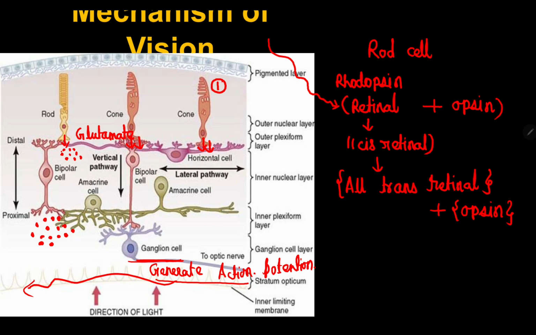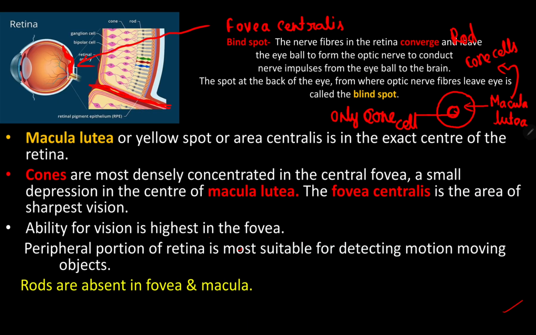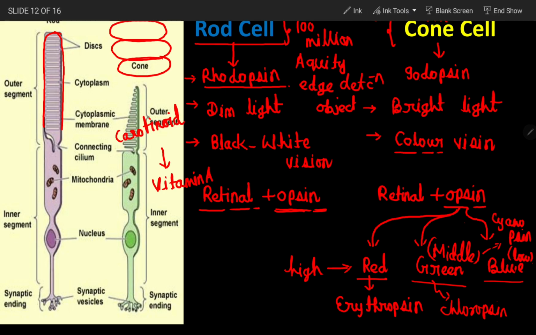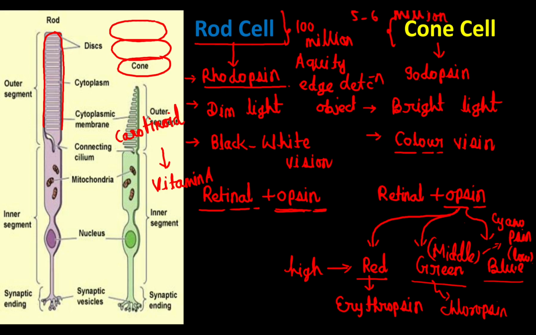Now one student asked me, sir, what is the difference between visualization of an object by the rod and cone cell? See, in the rod cell, because it is for dim light vision, visual acuity will be less. What about edge detection of the object? Obviously edge detection of the object will also be less. Color you cannot see by rod cell, obviously we cannot see the color of the object. Fine. So this is our mechanism of vision.